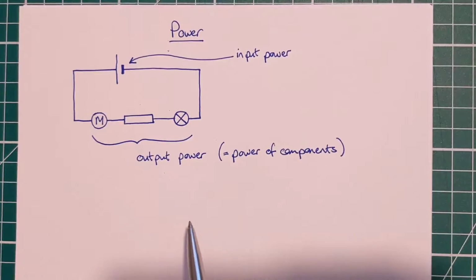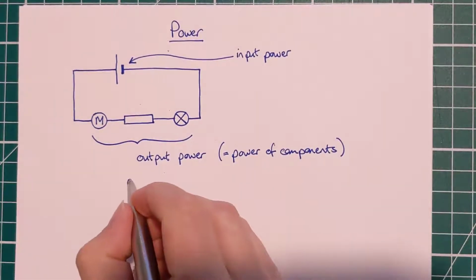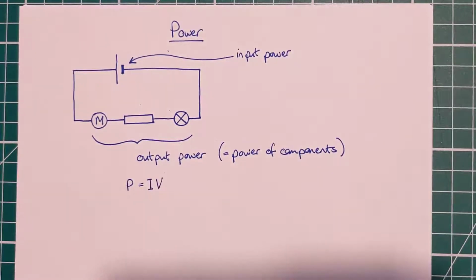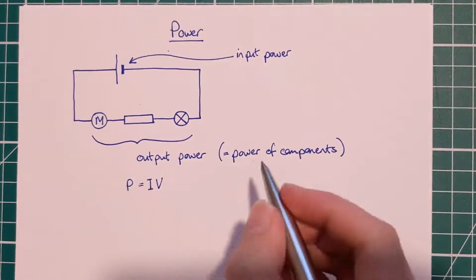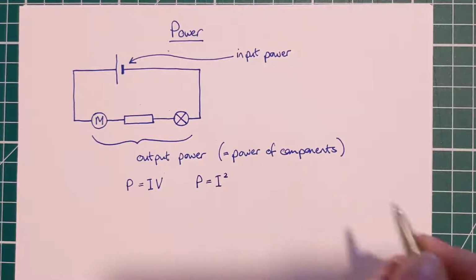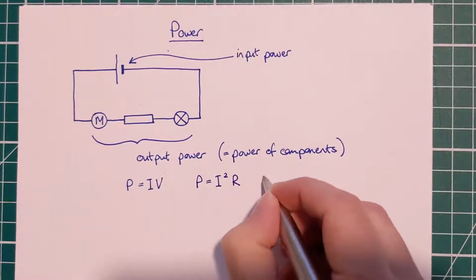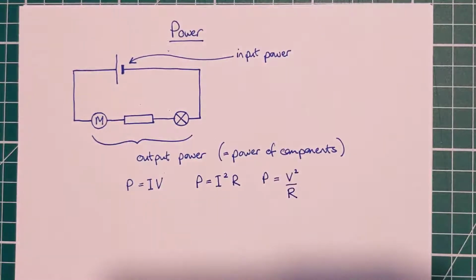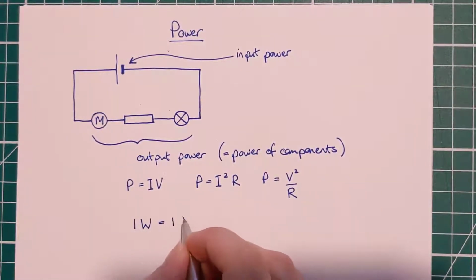So the formula for power is nice and easy. It's just the current through a component multiplied by the potential difference across the component. If you combine that with Ohm's law, you'll get two more formulae. So you can have P equals current squared times resistance, or voltage squared divided by resistance. Power is measured in watts, and 1 watt is 1 joule per second.